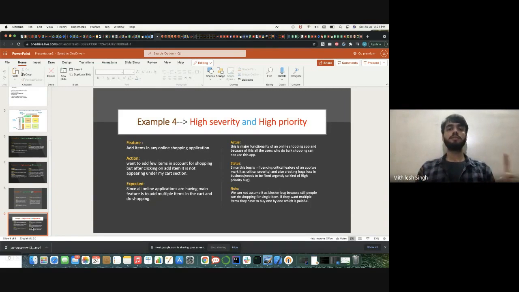Since that feature is impacting the business very much, this is a high priority bug, and this is breaking the functionality of the application. So that's why it's a high severity. Okay, so that's all about severity and priority, guys.